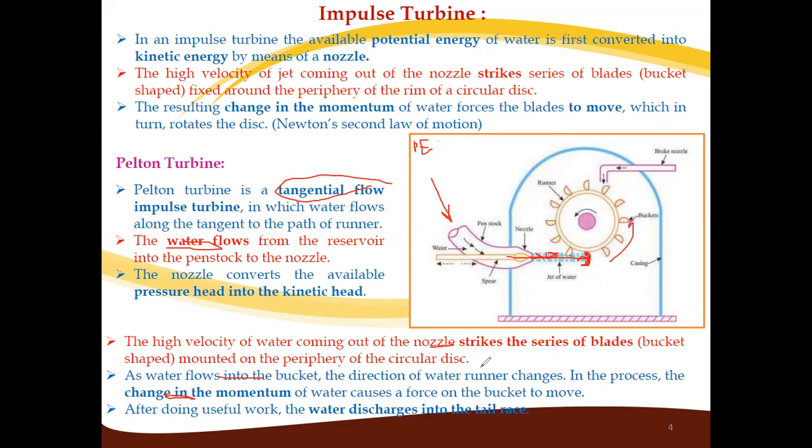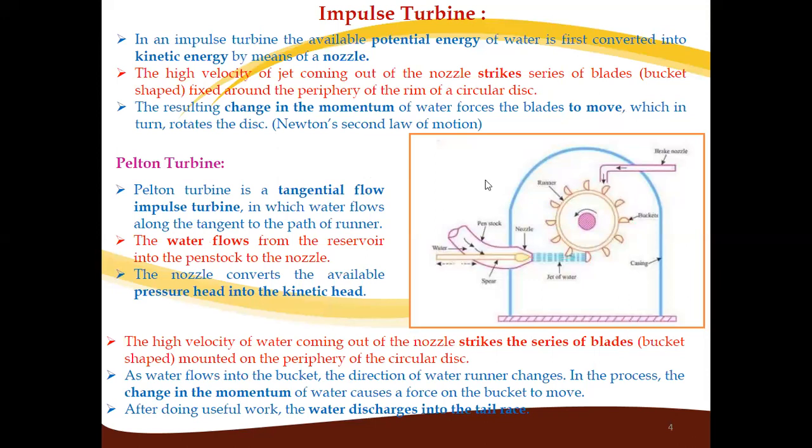After doing this useful work, the water discharges from this Pelton wheel. The remaining water discharges through this part, the tail race. So after striking, the water is again passed from this turbine to the tail race or river.